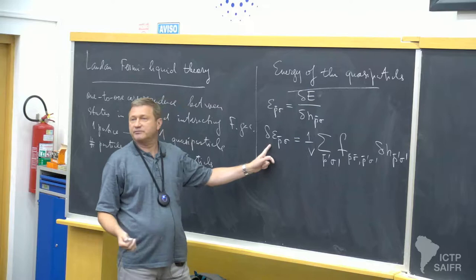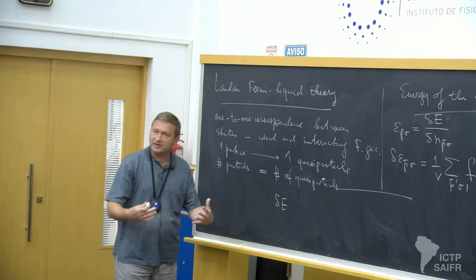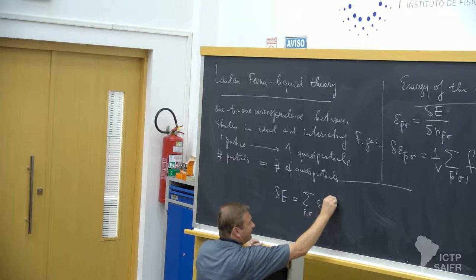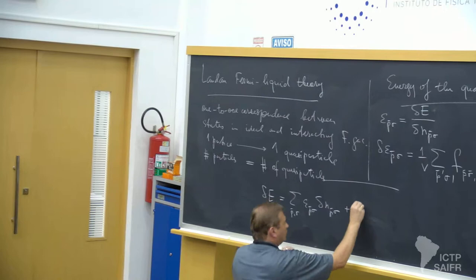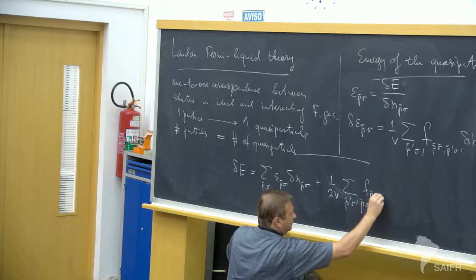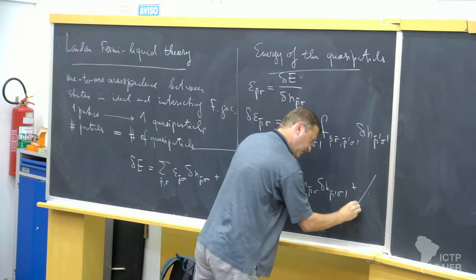If I combine the two, this is another way of saying that the change of the energy of the system, if I change the quasi-particle distribution, is given by the sum over p and sigma of epsilon(p sigma) delta n(p sigma), plus 1 over 2 volume, the sum over p' sigma' and p sigma of f(p sigma, p' sigma') delta n(p sigma) delta n(p' sigma'). Of course, there are higher order terms, but those are neglected. It's the same statement; these are two equivalent statements.